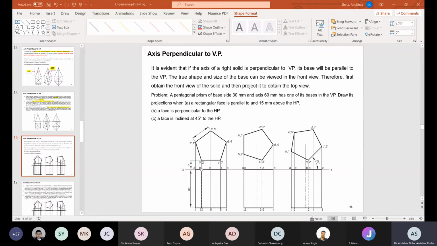Let me go to the first slide. Just hold on a second. I will open the previous slide. I will discuss once more about first angle and third angle, then this should be clear.